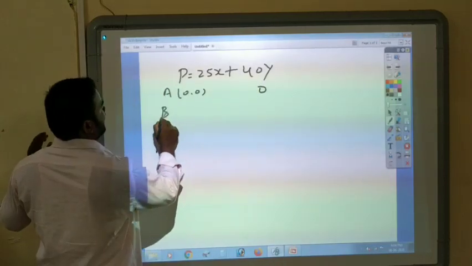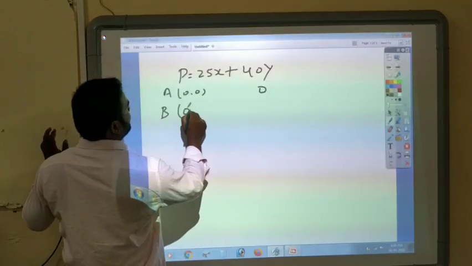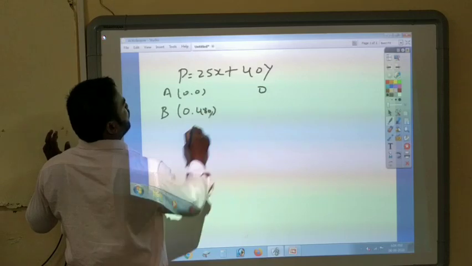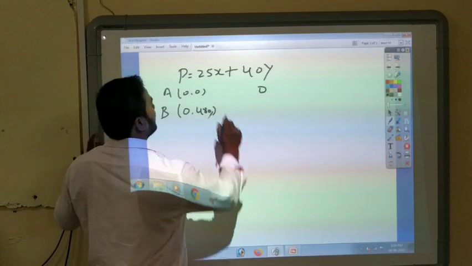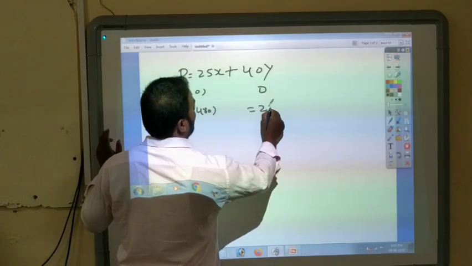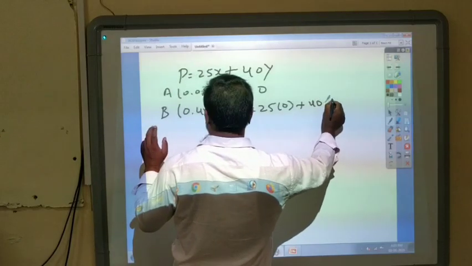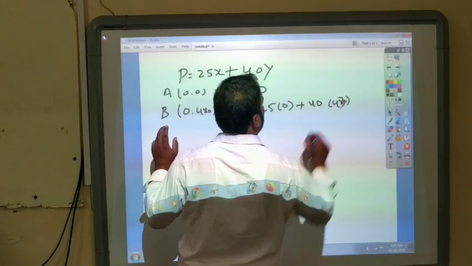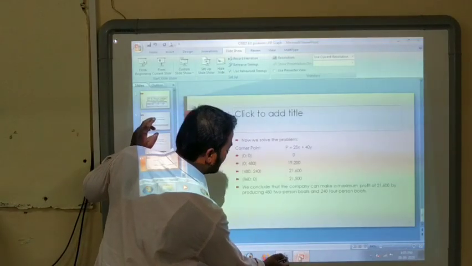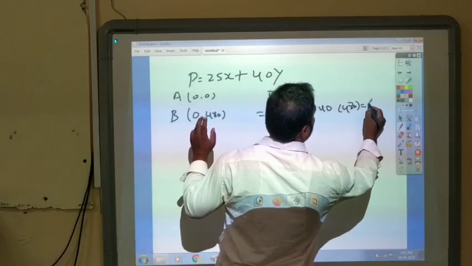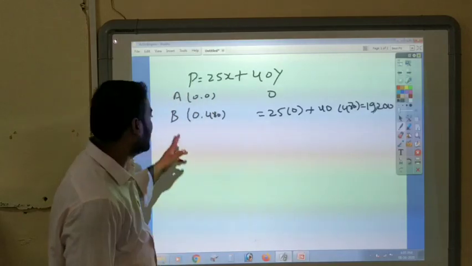At the corner point B, we get x value 0, y value 480. When we are putting this value into the equation P is equal to 25x plus 40y, we got x value 0, hence 25 into 0 plus 40 into y value 480, right? So we got the total value of 19,200, correct? At corner point B.